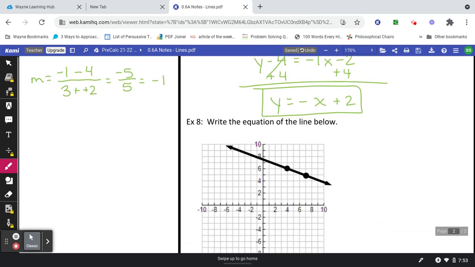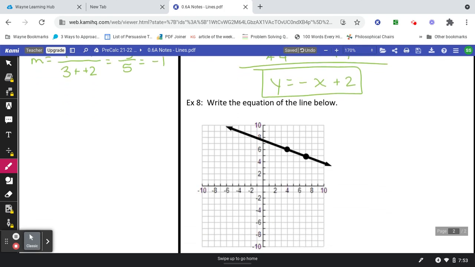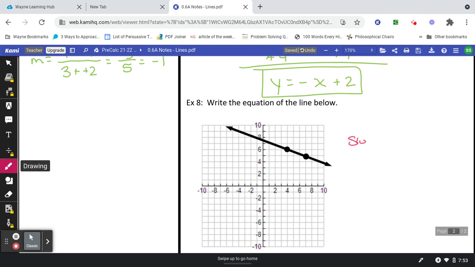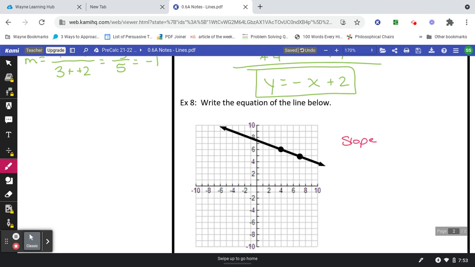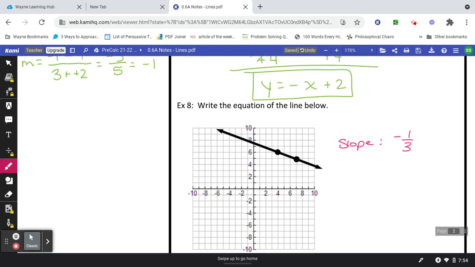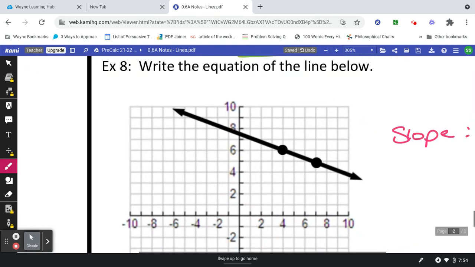For example number 8, you have the line, and they're asking us to write the equation. So it's kind of like what we did on the front. So we need to find our slope. Slope looks like it is down 1 over 3, so -1/3. And then we run into a slight issue because the y-intercept, if you can see, it looks like it's between 2 points. It's not 7, but it's not quite 8. So then we run into a problem.